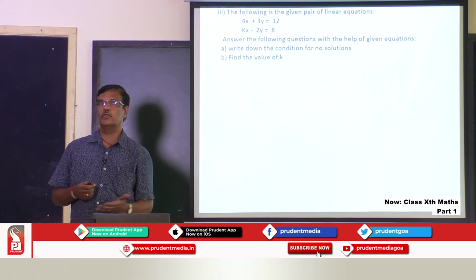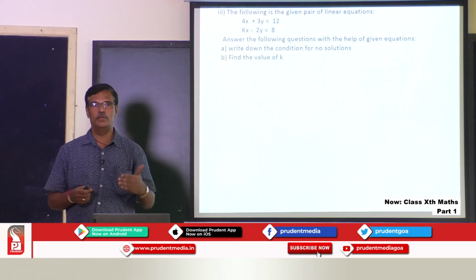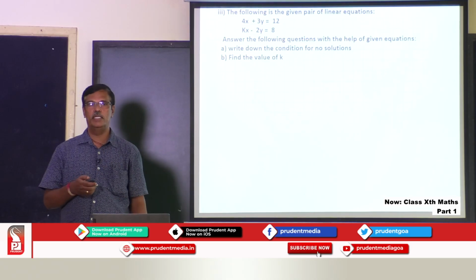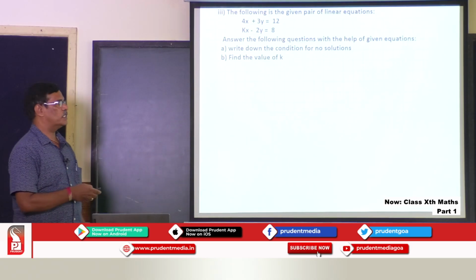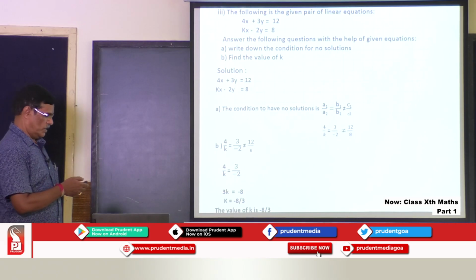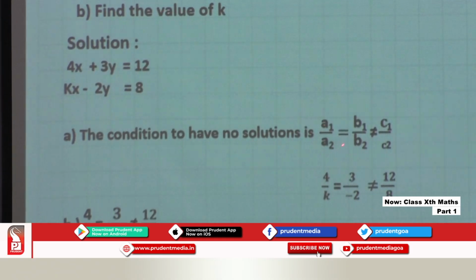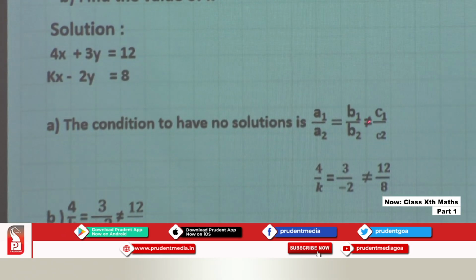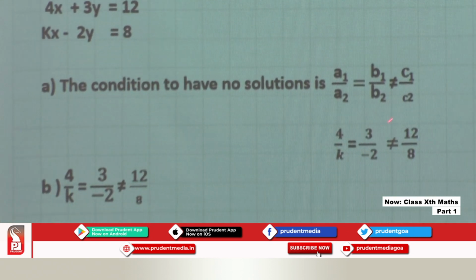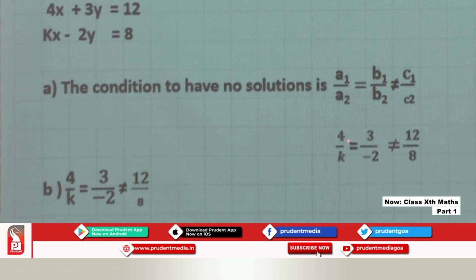The condition for no solution is a1 upon a2 is equal to b1 upon b2 not equal to c1 upon c2. Let us see the solution now. Now the condition for no solution is here a1 upon a2 is equal to b1 upon b2 not equal to c1 upon c2. Now let us substitute the values.